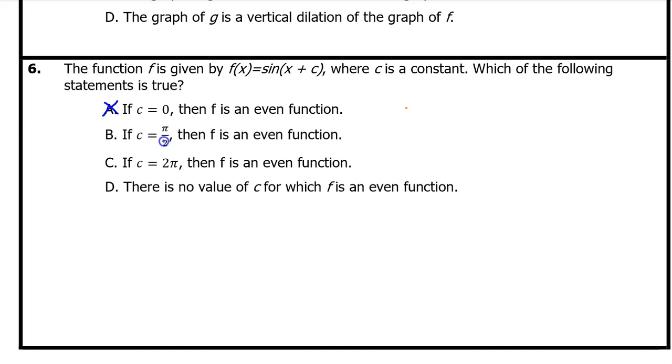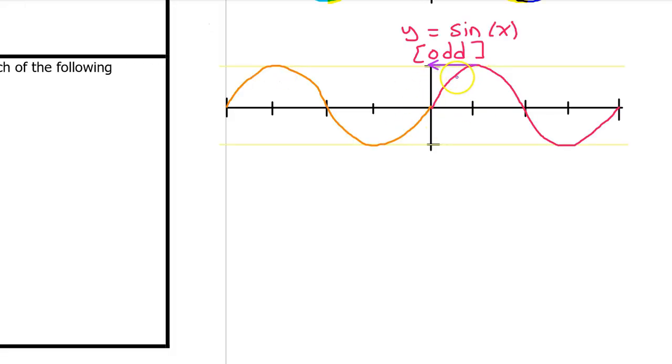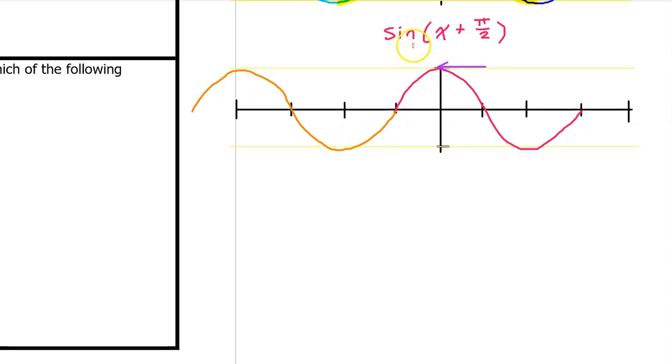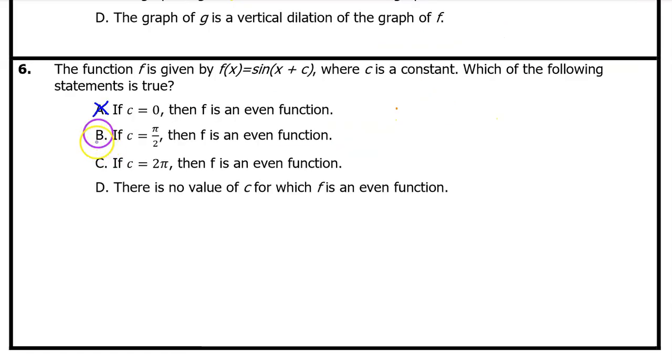What happens if we shift the sine function pi over 2 units to the left? We're going to take this function and move it 1/4 of a period to the left. This graph is now the sine of x plus pi over 2. If you focus on one period of this function centered around the y-axis, you realize that this does have y-axis symmetry. In other words, we are now looking at an even function. So the answer is B.